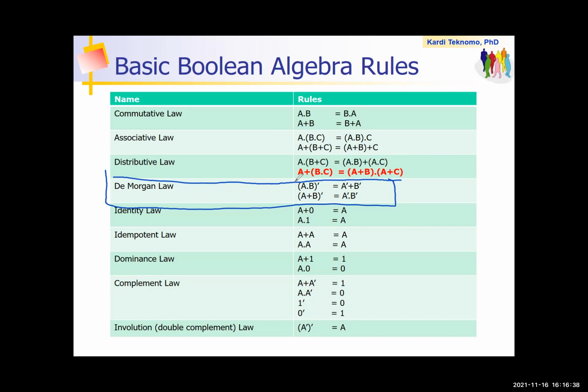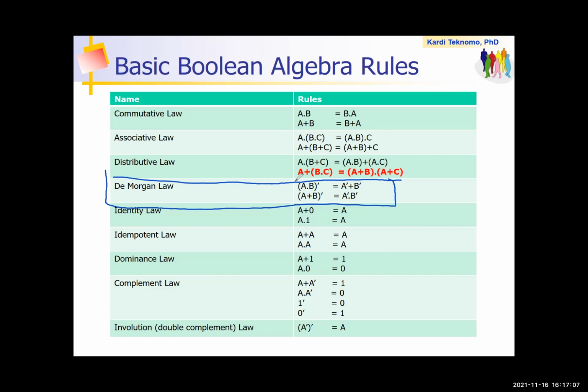Okay. Now look at it one by one. Commutative law. You see the first part, the first row there. A times B equal to B times A. Commutative, right? You can exchange the order. A plus B, that is OR. Remember, AND is multiply, OR means plus. So A plus B equal to B plus A.